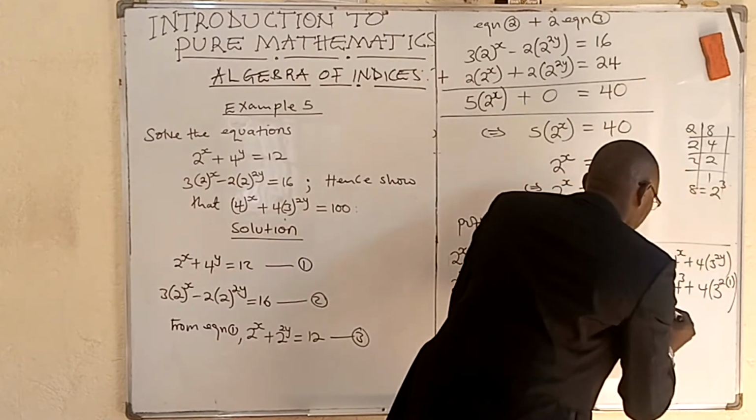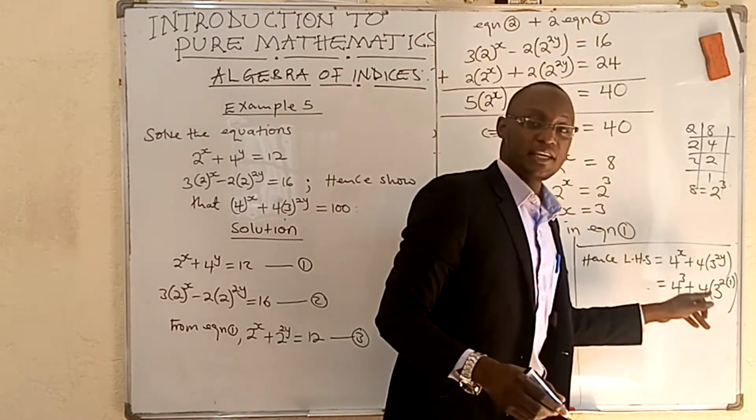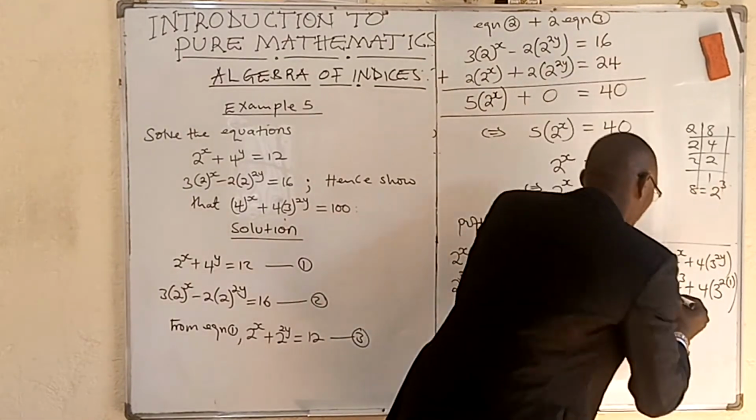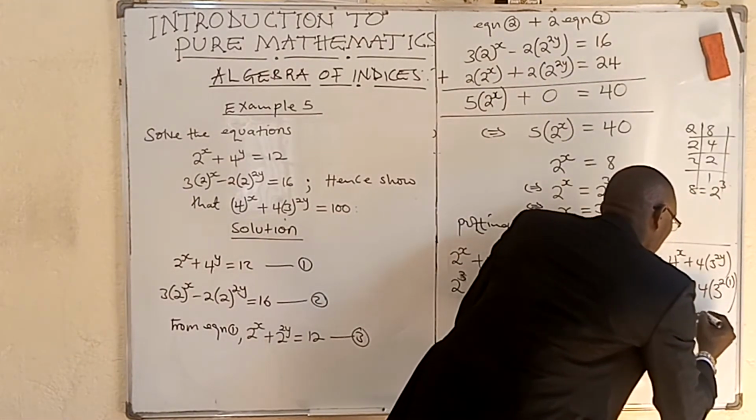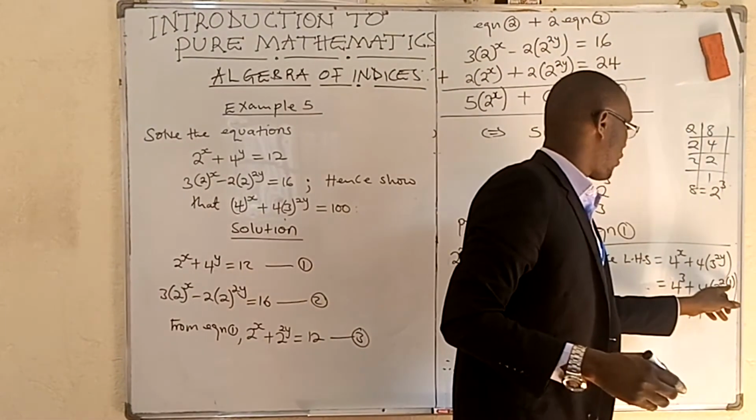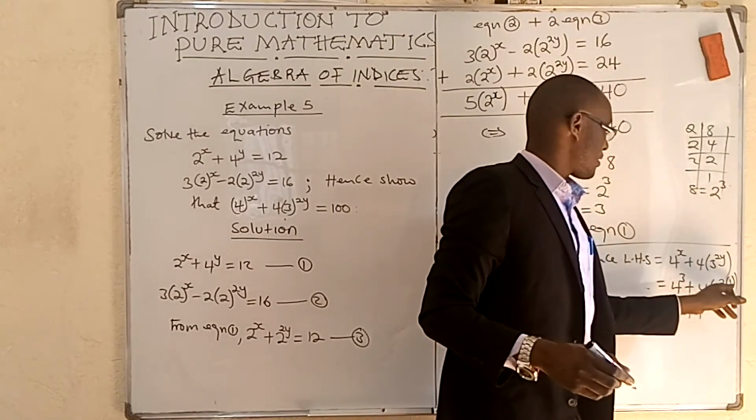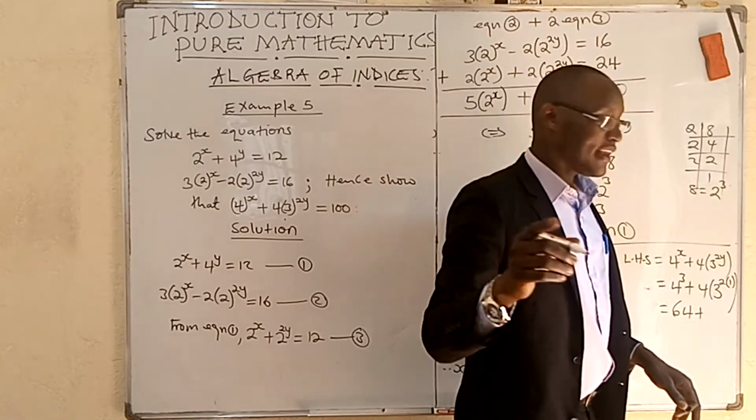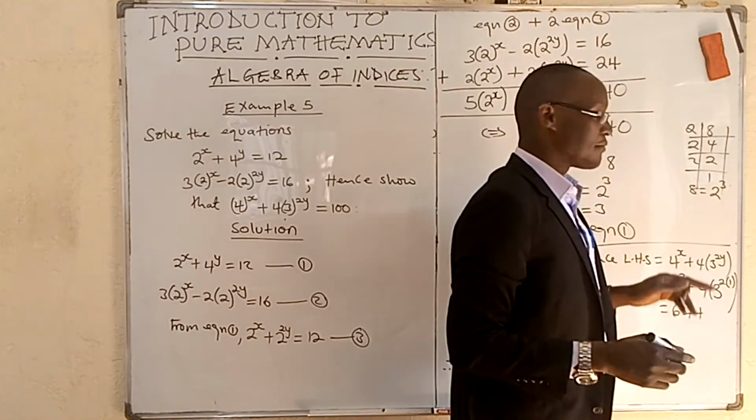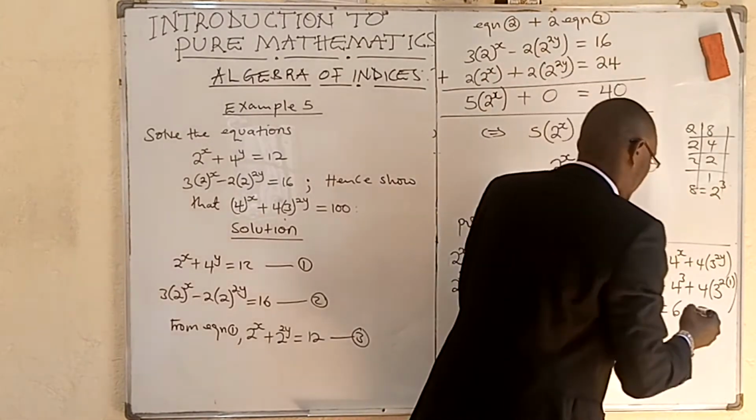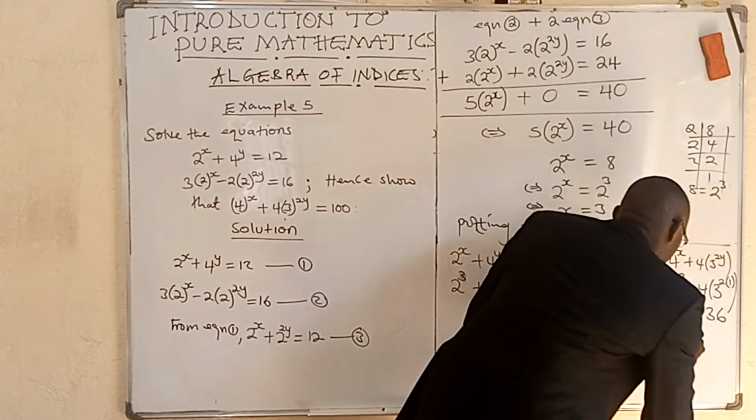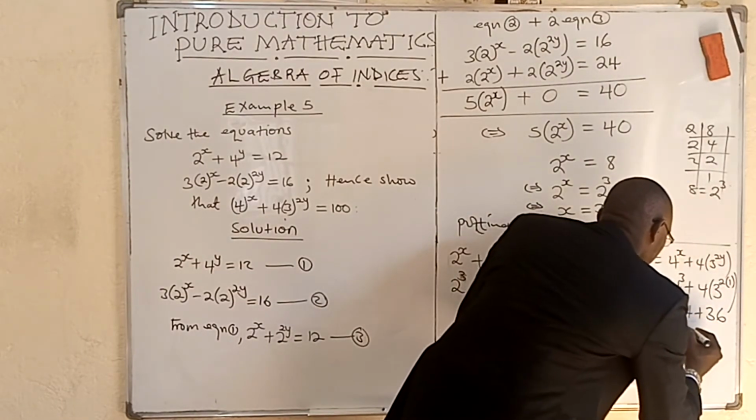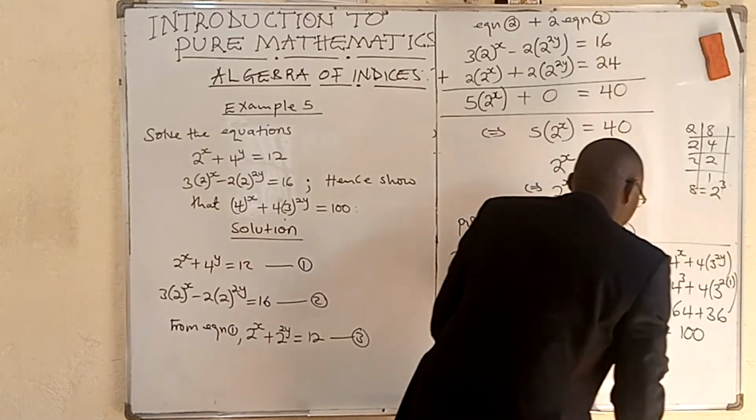So simplify this. 4 power 3 is 64. So this is 64 plus 2 power 2 times 1. 2 times 1 is 2. 3 power 2 is 9. Good. 9 times 4, 36. So we put a 36 here. So when we simplify, we shall get 100.